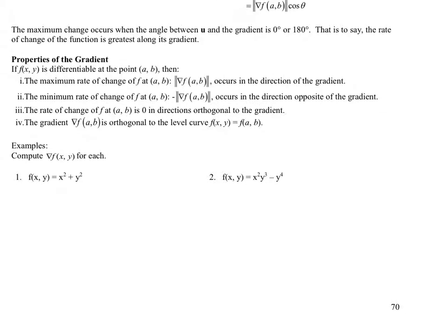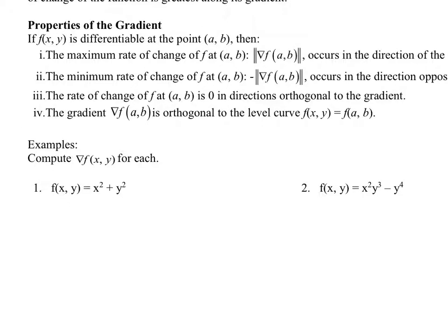How do you find the gradient? Well, you find, well, this looks familiar, your partials. The symbol is an upside down triangle. Yeah, there's a name for it, but that's what it's called, an upside down triangle.